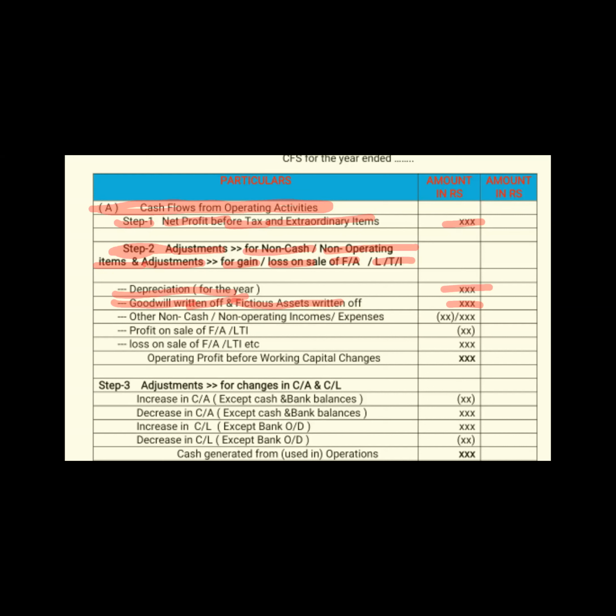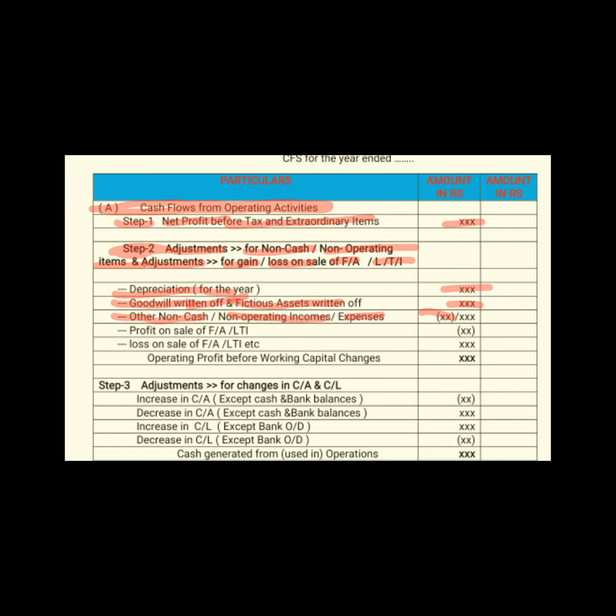Okay, next, other non-cash or non-operating incomes and expenses, like interest received. It is already included, so you will minus it. Dividend received, if any, will be deducted. Interest received will be deducted, because your main activity is not earning interest and dividend. Your main activity is selling goods or services and receiving money from that. We want that income only here, that cash generated.